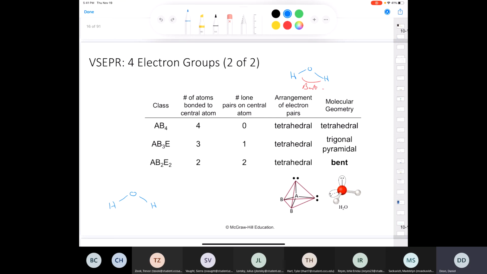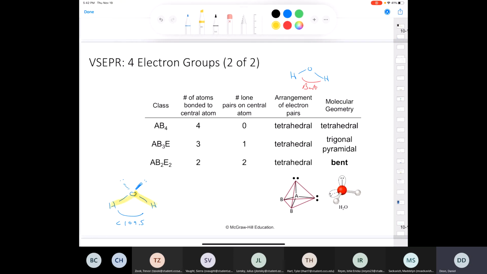Where are those lone pairs going to be? Well, if the two hydrogens are in the plane of the screen, that means that one of the lone pairs is going to be in the back, and another lone pair is going to be coming out in front like this. The bond angle is less than 109.5 degrees, and the molecular geometry is going to be bent.